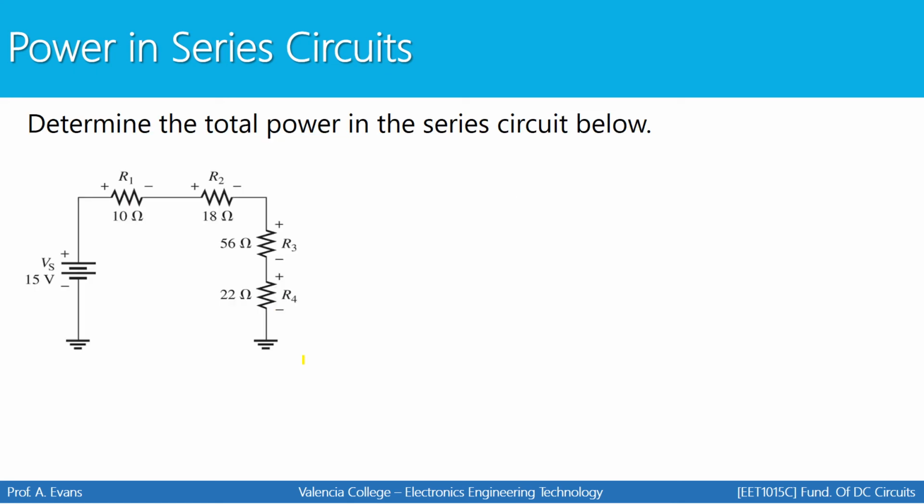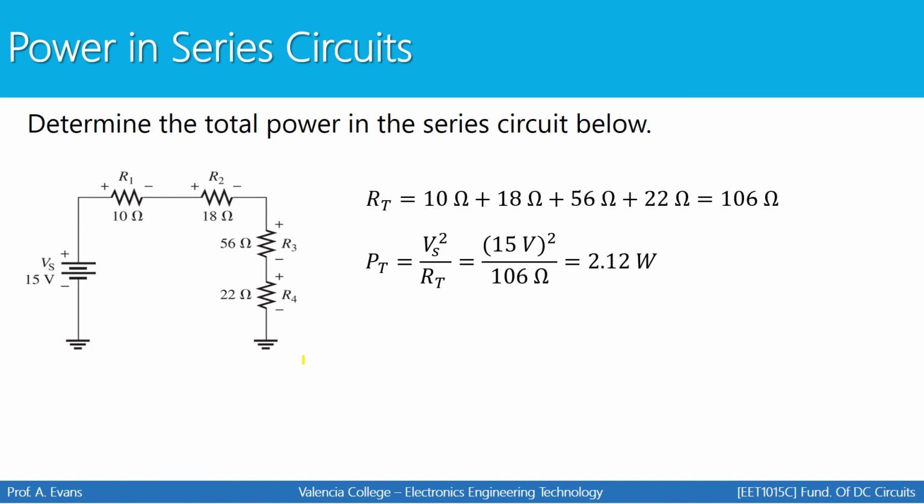So in our next example, we're going to determine the total power in the series circuit below. And using all the formulas that I just discussed, you have multiple ways of doing this. I'm just going to show you one way. We'll begin by finding the total resistance, and that's simply going to be adding up each resistor in the circuit. Then we can use the total power formula. The one we can use is V squared divided by RT, because we know the value of the voltage source and we just found RT.